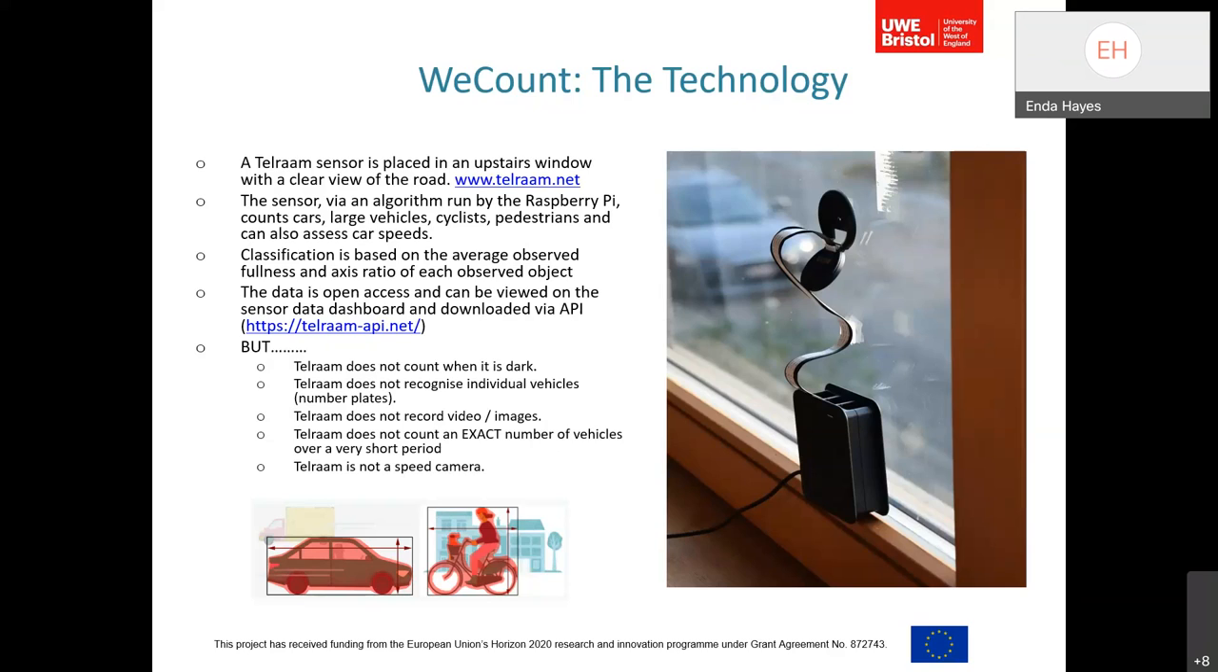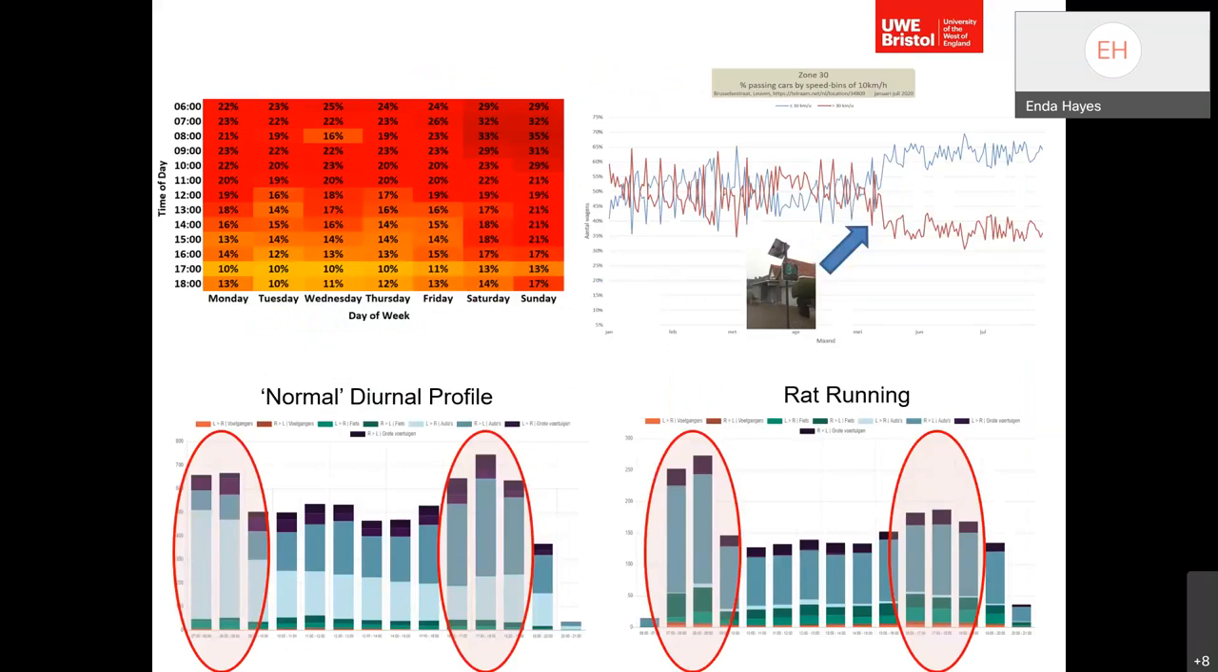And how it works is very simple. It looks at the axis ratio, so the size of the vehicle that it's looking at, and then it looks at the observed fullness. So how much of the image does the object fill? And in doing so, you can then determine whether it's a car or a van. And this is the sort of data we start to get out of it.